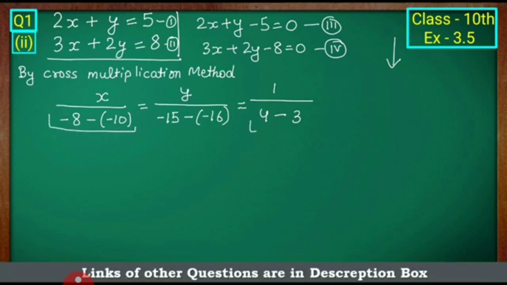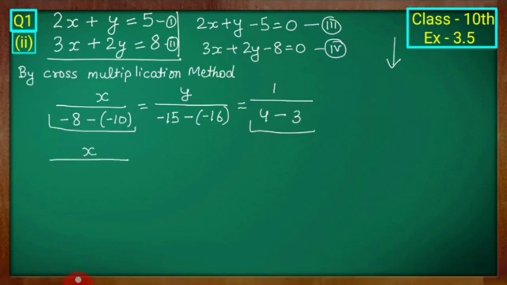Now we simplify it. For the x term, x upon minus 8, and minus multiplied by plus 10, and the last term is 1 upon 4 minus 3. So 1 upon 4 minus 3 can be written as 1. Now first we simplify the denominator. So 10 minus 8 is 2. So x upon 2 is equal to 1. Then x is equal to 2.